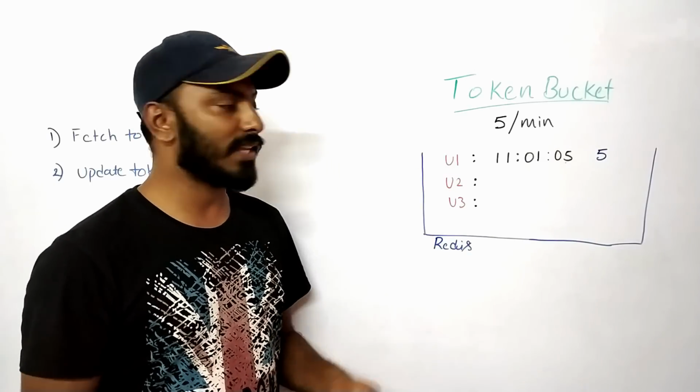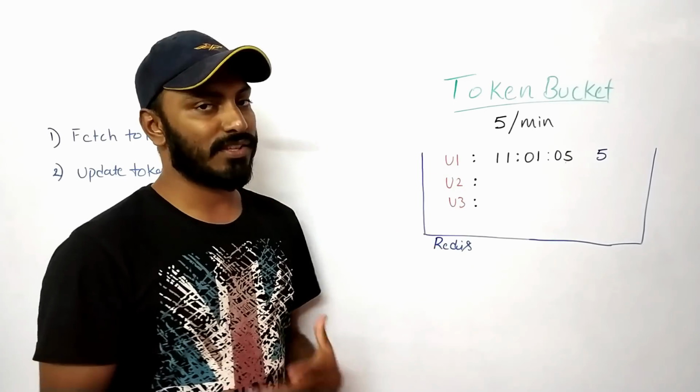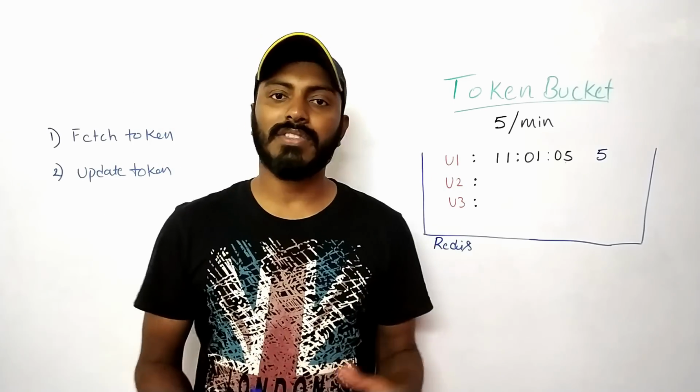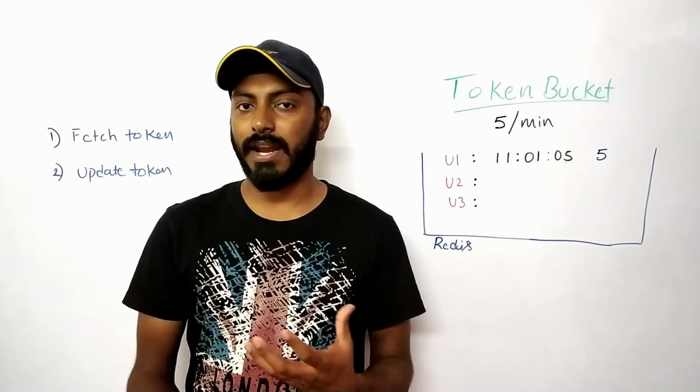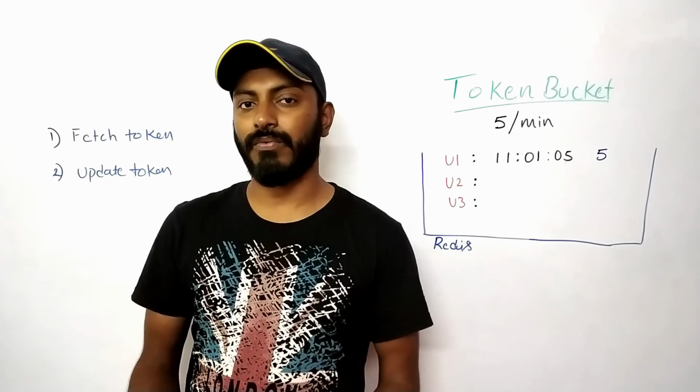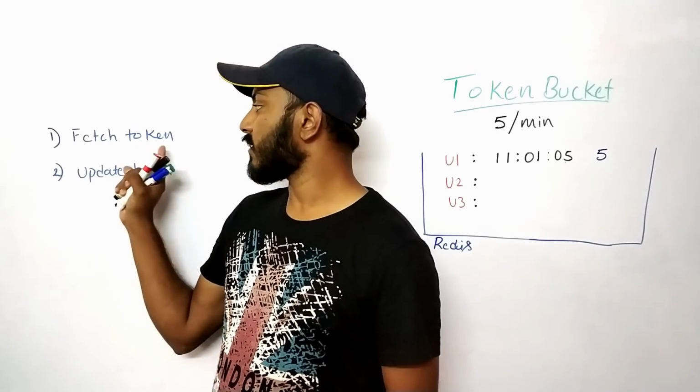In this case, I'm going to take U1 as the user ID. Every time a request comes in, our rate limiting application or software should do two things. The first one is to fetch the token.